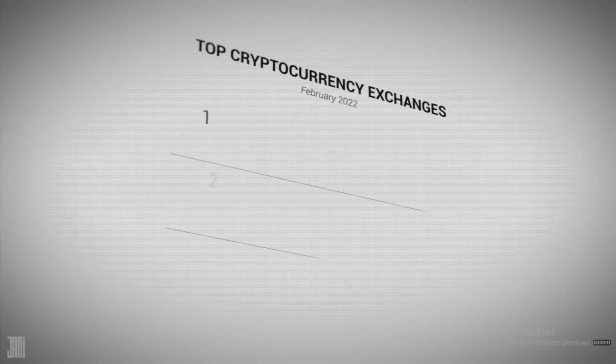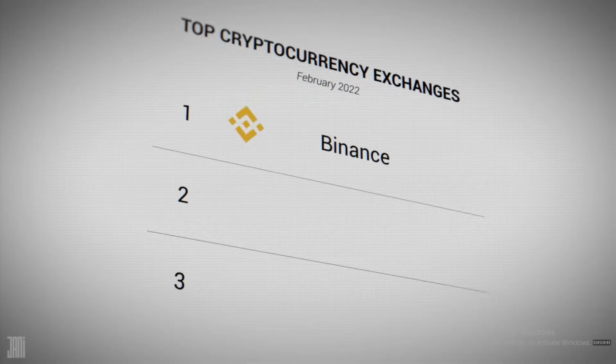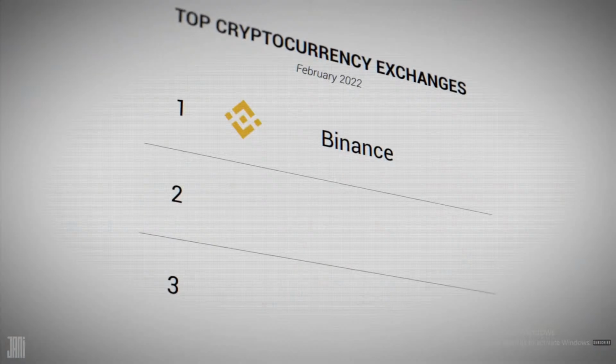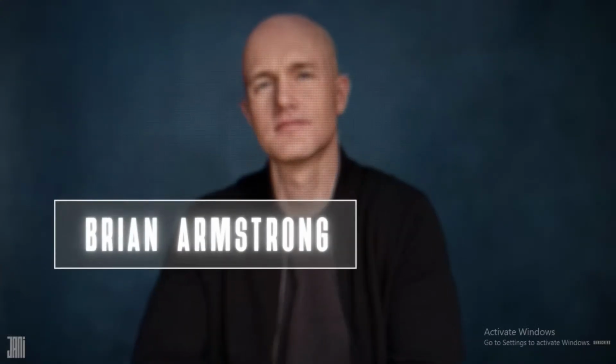Within the top 3 cryptocurrency exchanges at the time, you had Binance at number 1, owned by a guy called Changpeng Zhao, nickname CZ. In second, you had Coinbase, owned by a man named Brian Armstrong. And then finally, FTX.